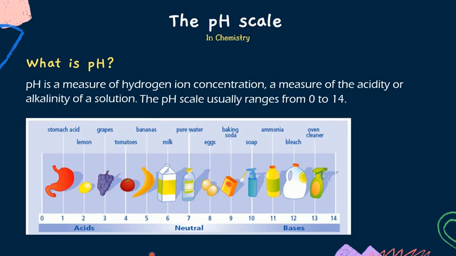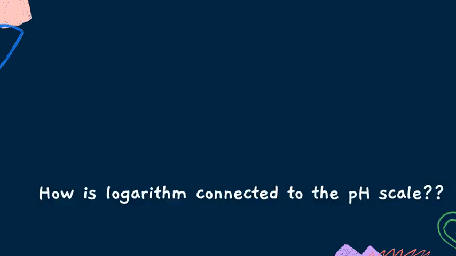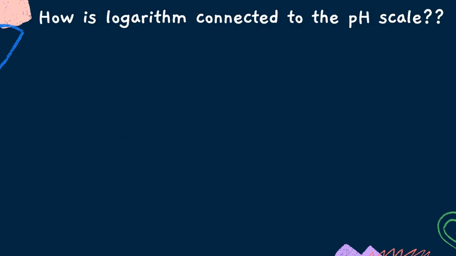A solution with a pH of 1 is extremely acidic, while solutions with a pH of 14 are very alkaline. So here are examples of solutions and substances with different pH in our daily lives. So, how is logarithm connected to the pH scale? Well, the equation used to find the pH has a logarithm in it. Here's the equation: pH is equal to negative log of H plus ions to the base of 10.